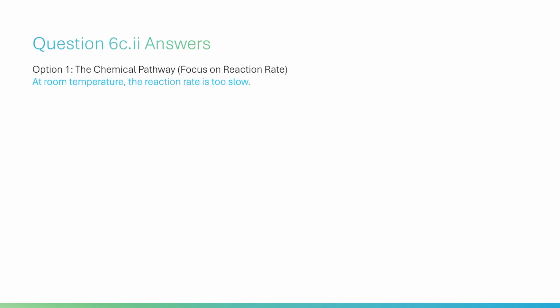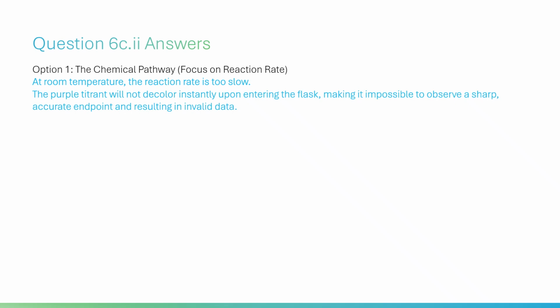Option 1, the chemical pathway, focus on reaction rate. At room temperature, the reaction rate is too slow. The purple titrant will not decolor instantly upon entering the flask, making it impossible to observe a sharp, accurate endpoint and resulting in invalid data.